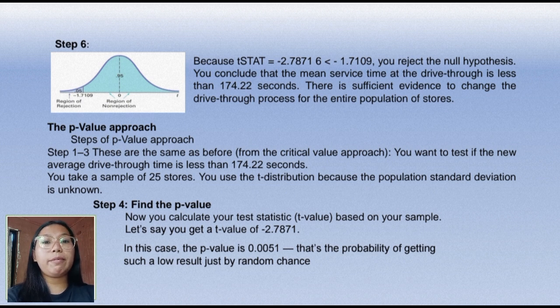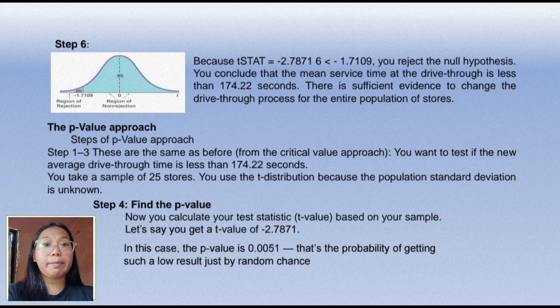A small p-value, usually less than the significance level, like 0.05 or 0.01, means our sample result is unlikely under the null hypothesis. So, you reject the null hypothesis. A large p-value means your result could easily happen by chance. So, we do not reject the null hypothesis.